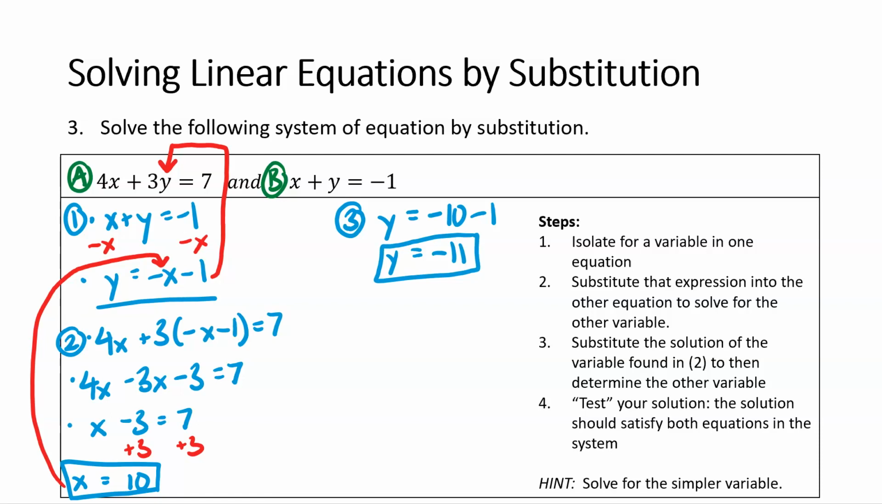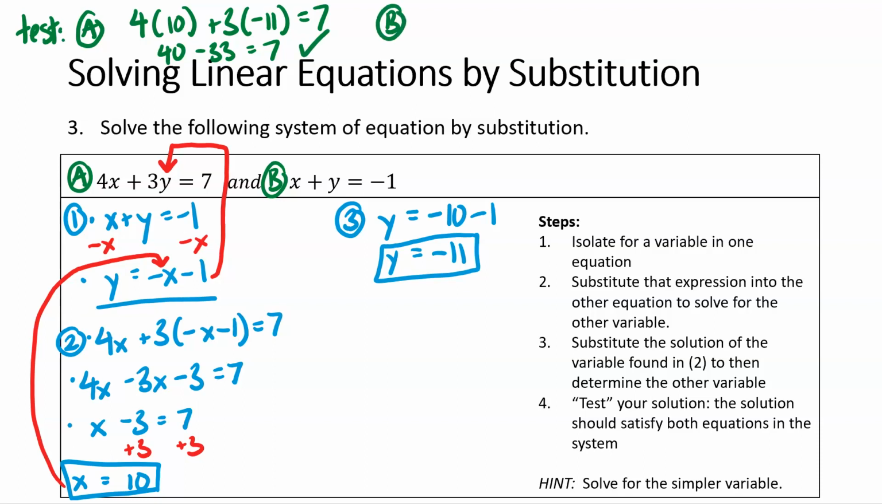Okay. It's a lot of work. Maybe I made mistakes along the way. The only way to figure that out is to test the equations. So let's test them out. Testing equation A, we have 4 times x, so 4 times 10, plus 3 times y, 3 times negative 11, equals 7. Okay, 4 times 10 is 40, 3 times negative 11 is negative 33. Does that equal 7? 40 minus 33 is 7. That equals 7. We're good.